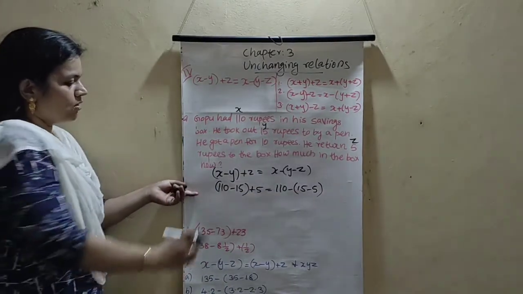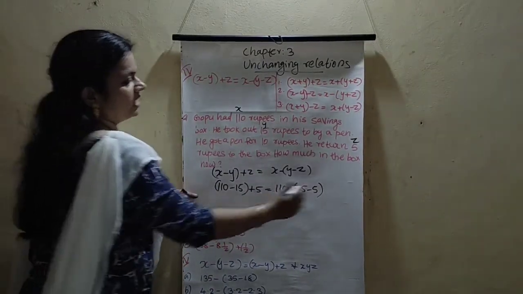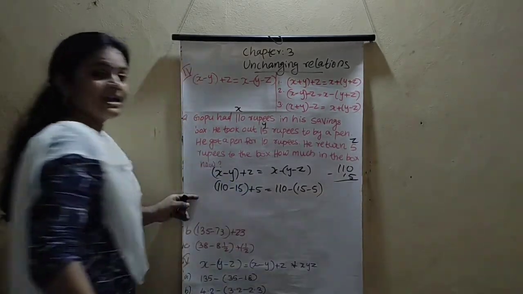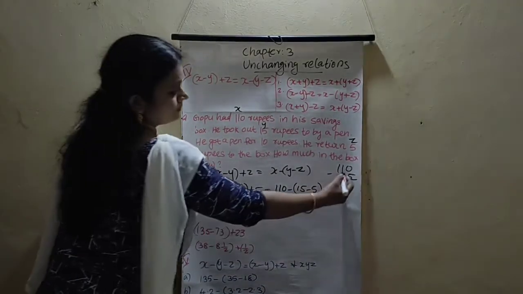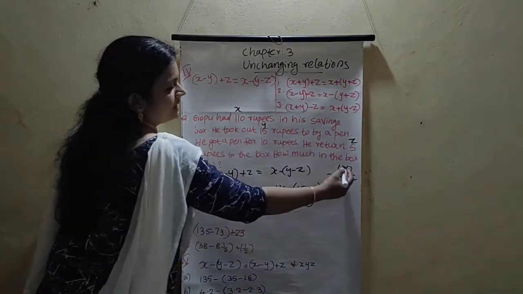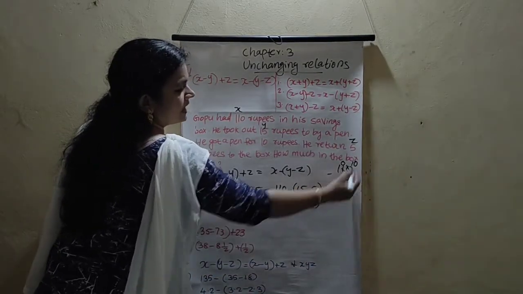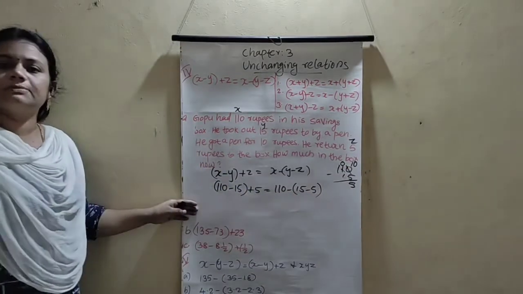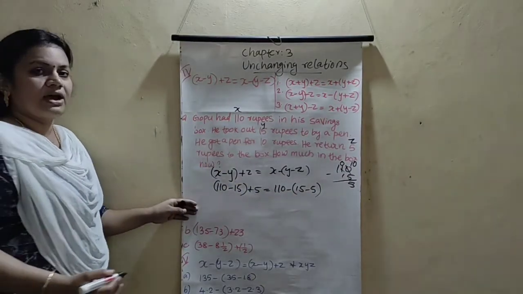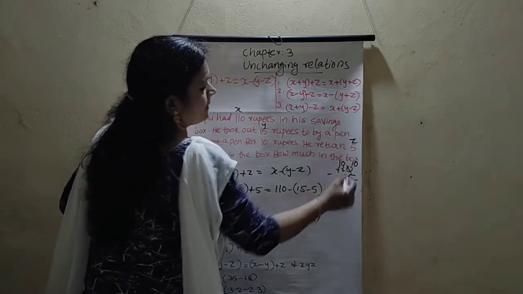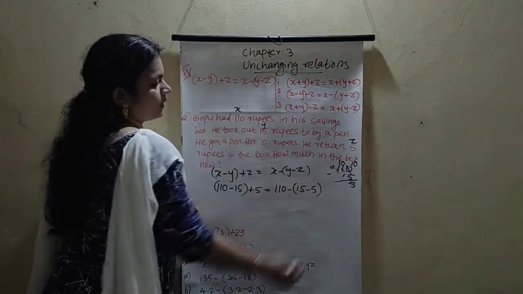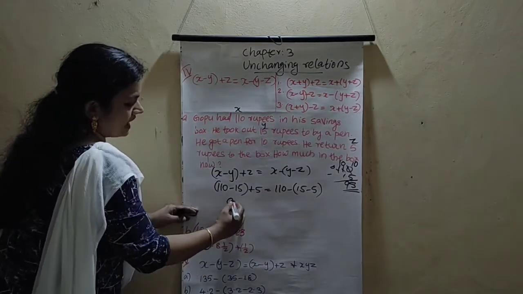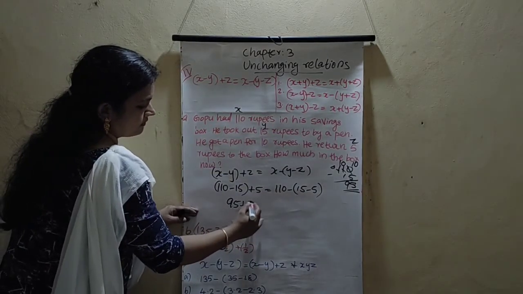Do the problem. 110 minus 15. 0 minus 5 possible? No. Borrow 1 from 1. 1 will be 0. 0 will be 10. 10 minus 5? 5. 0 minus 1 possible? No. Again borrow 1 from 1. Then the number becomes 10. This 1 will be 0. 10 minus 1, 9. How much rupee? 95 plus 5.